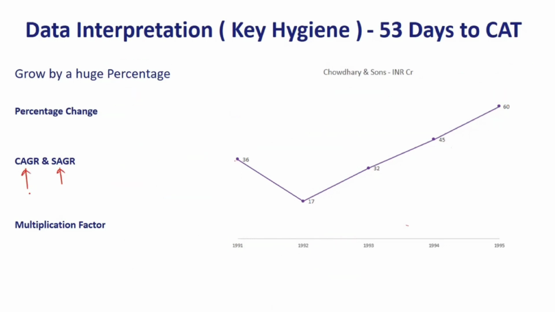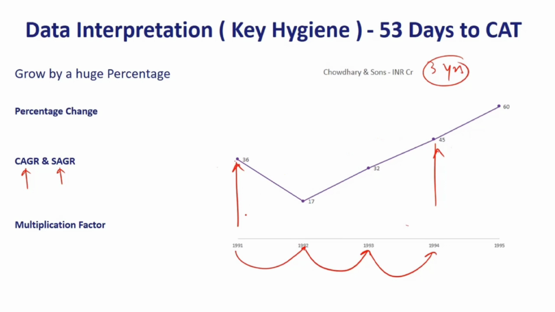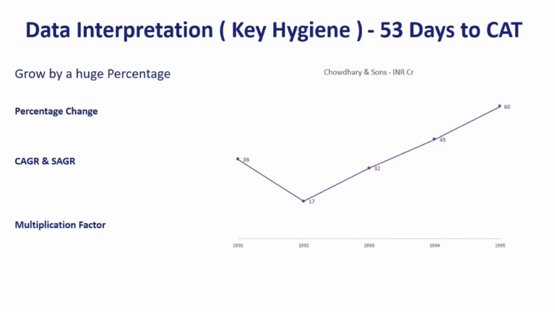CAGR and SAGR. CAGR is also called compounded annual growth rate and SAGR is called simple annual growth rate. What is the difference? Let's understand. For example, this company grows from 36 to 45 in how many years? 91 to 92 1 year, 92 to 93 2 years, 93 to 94 3 years. What is the growth from 91 to 94? The growth is 45 minus 36 upon 36, which is the same as percentage change. So this is 25%. What is SAGR?